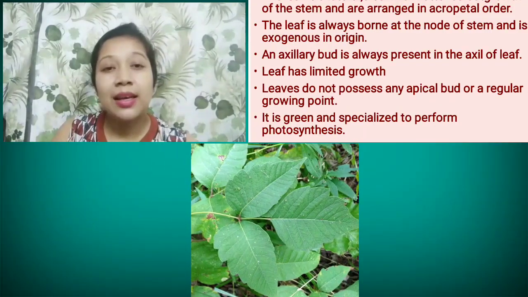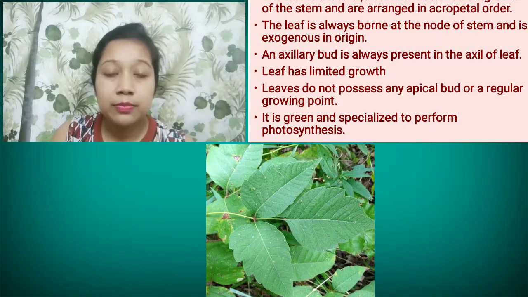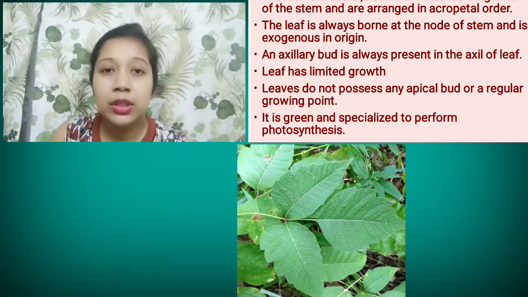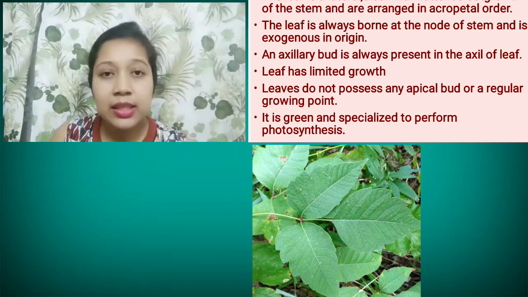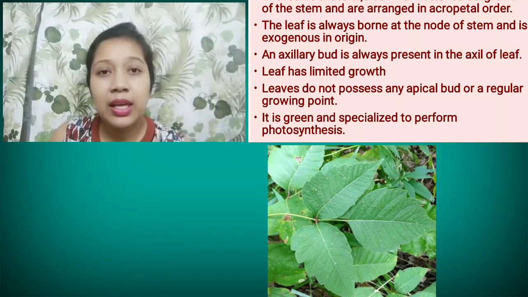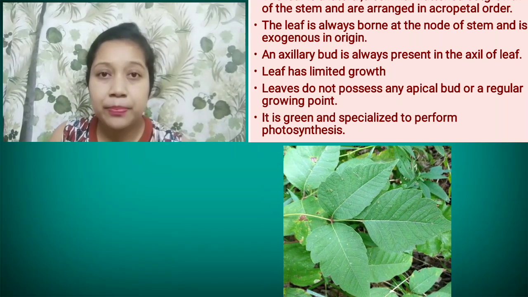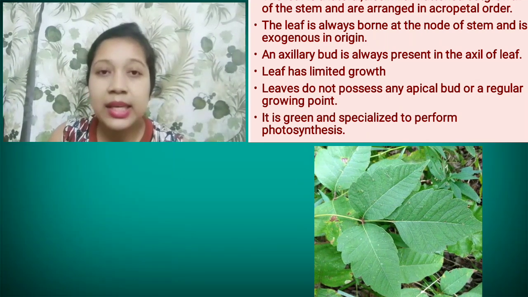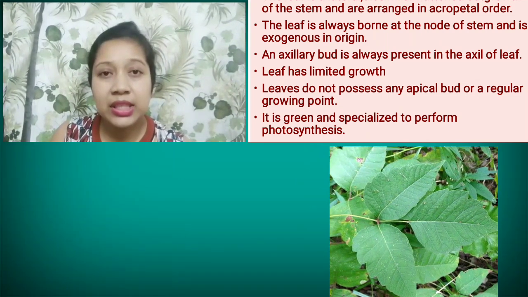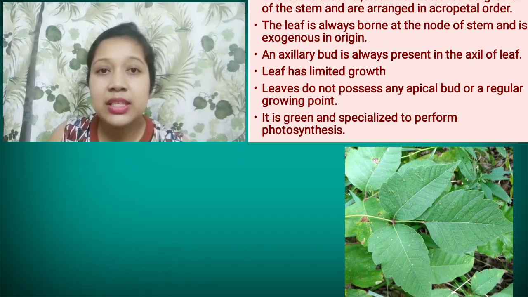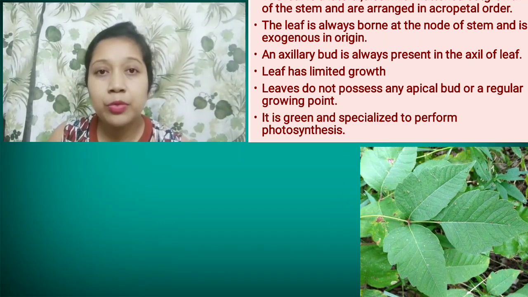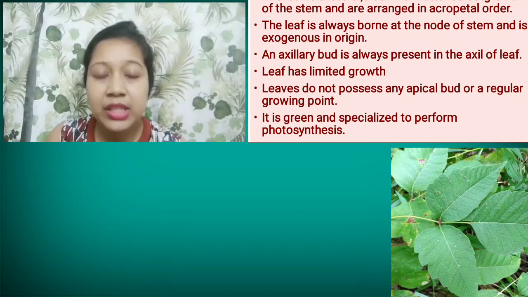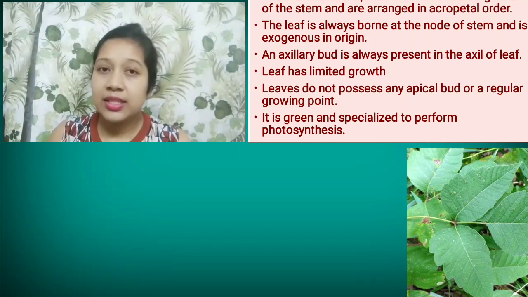Leaves have limited growth. It is very important to note that leaves do not grow like the stem, so they have a limited growth. They attain a particular shape, and after that they stop their growth. So we always find leaves to be in a definite size and a definite shape. So that is the next important point.